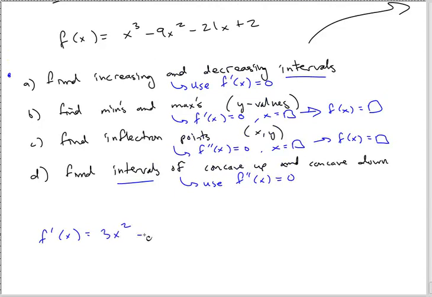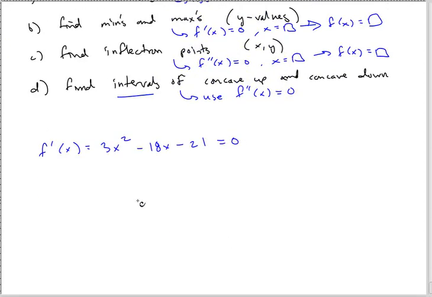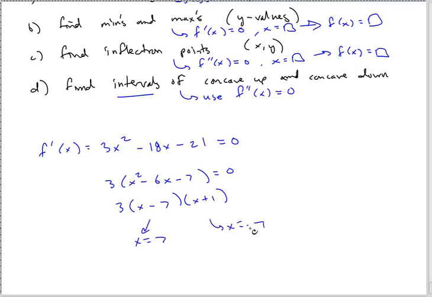3x squared minus 18x minus 21. Set it equal to 0. I think they all have a 3 in common, so I can pull out a 3. That's a square, and so I can factor this one. 7 and 1, I believe. So negative 7, positive 1. x equals 7, x equals negative 1. And these are my critical values.